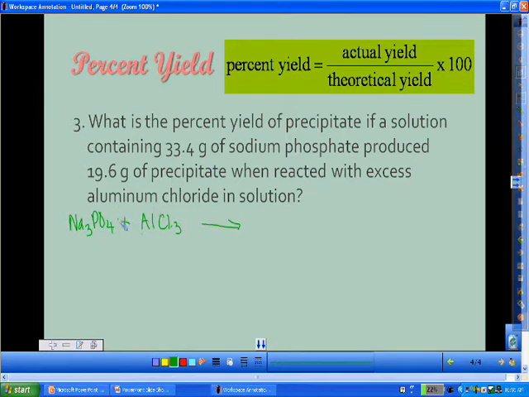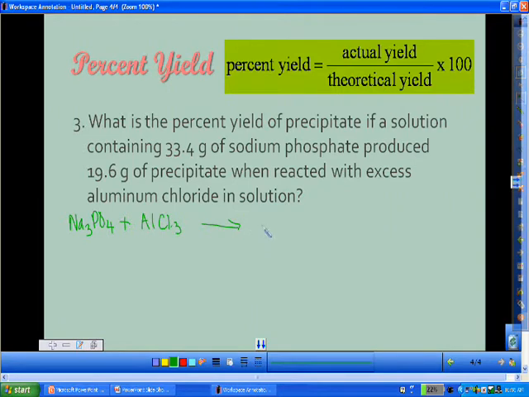And so let's take a look at our two compounds. We have an ionic compound here, as well as this aluminum chloride. Both of them are ionic. So that leads us to believe that this would be a double replacement reaction once again, meaning sodium will replace aluminum, and aluminum will replace sodium.